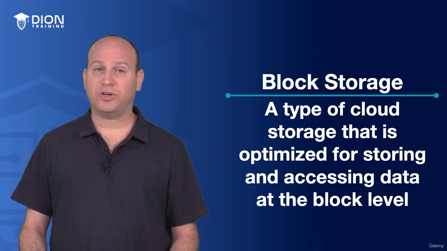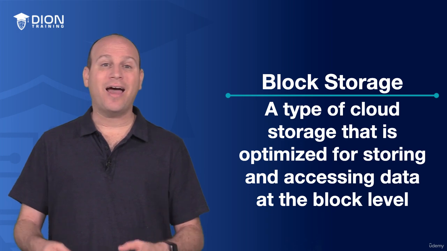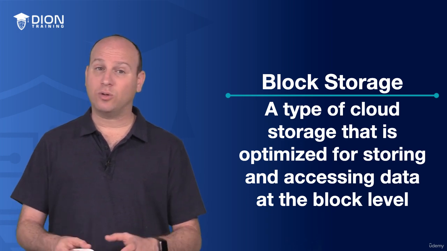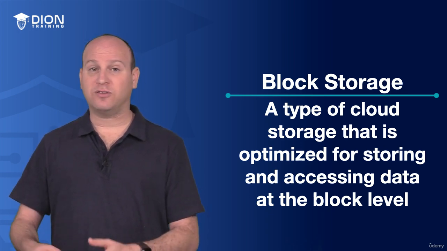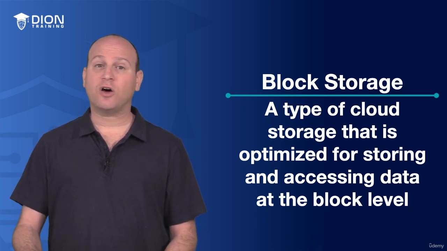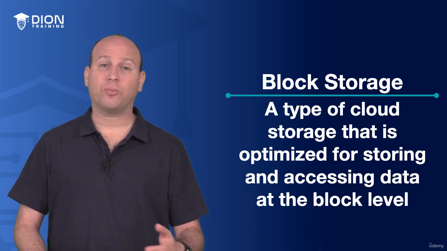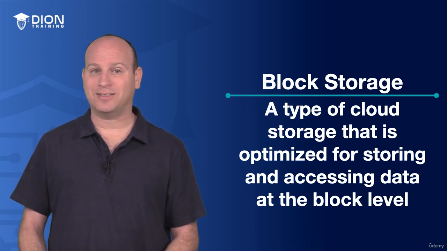Third, we have block storage. Block storage is a type of cloud storage that's optimized for storing and accessing data at the block level. This provides low latency storage for input-output intensive workloads, such as databases or virtual machines. Block storage is often used for applications that require fast and predictable performance, and it can be accessed via protocols like SCSI or iSCSI.